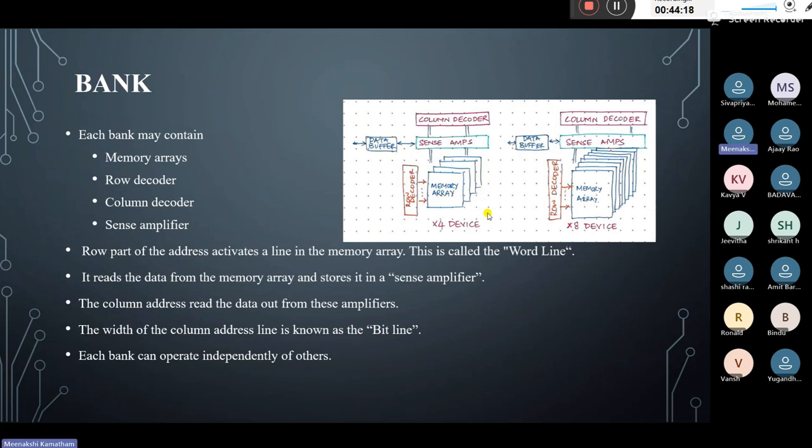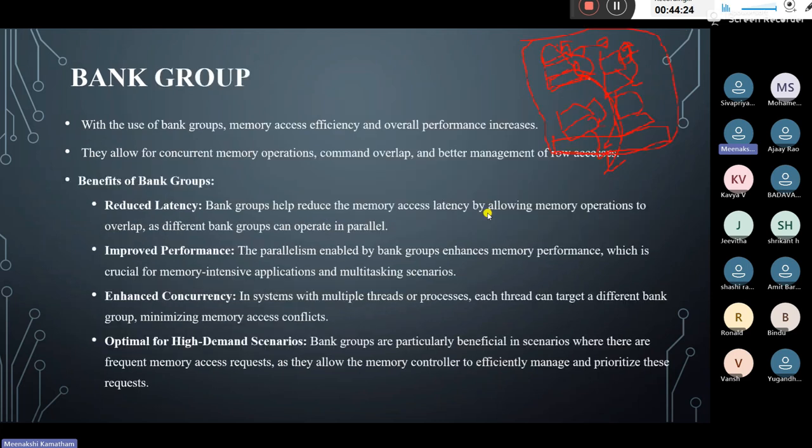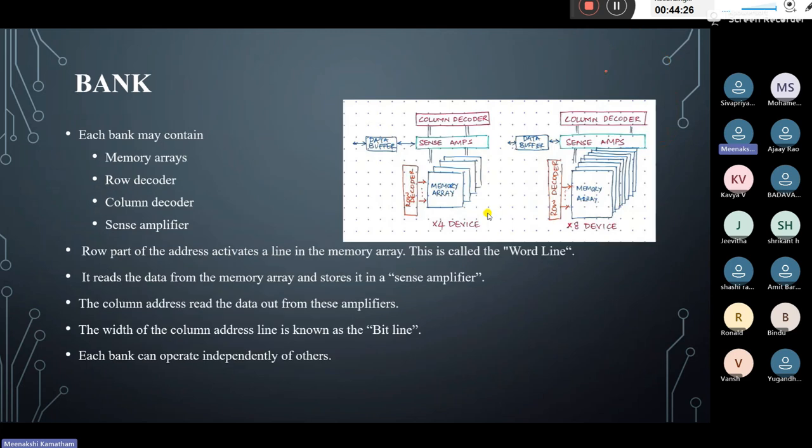See here, after selection of the bank group, we need to select which bank to perform the operation on. That is nothing but the bank selection. In banks we mainly have the memory array, row decoder, column decoder, and the sense amplifier. I already mentioned how the row decoder works. After the row decoder, we select the memory array. After that, the column decoder works. After the column decoder, the data is delivered. This relates to the x4 and x8 devices. I will give that right now.